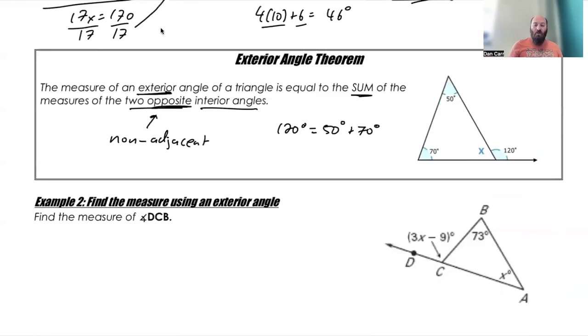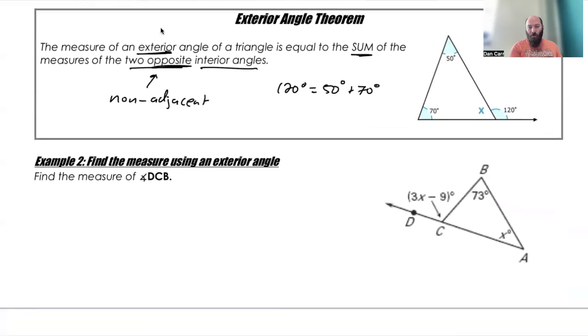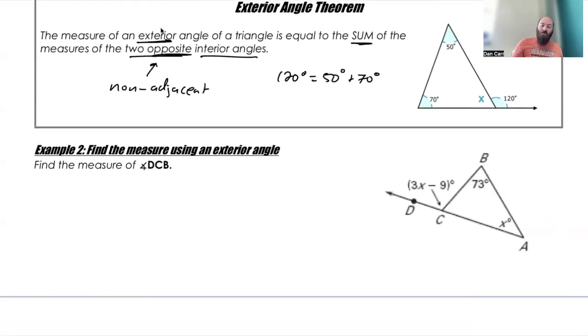We can use that fact with our next example. Find the measure of angle DCB here. My exterior angle is 3x minus 9. My two non-adjacent angles are x and 73. So 3x minus 9 is equal to x plus 73. Exterior angle, two non-adjacent angles.